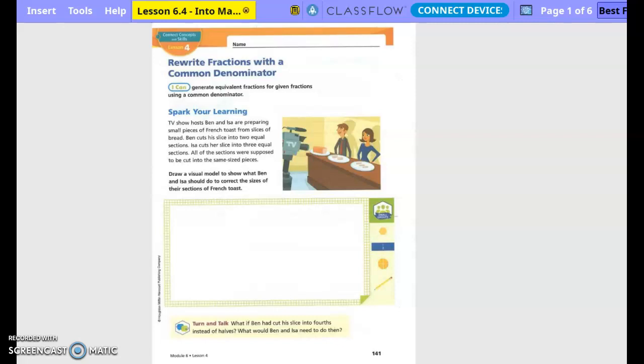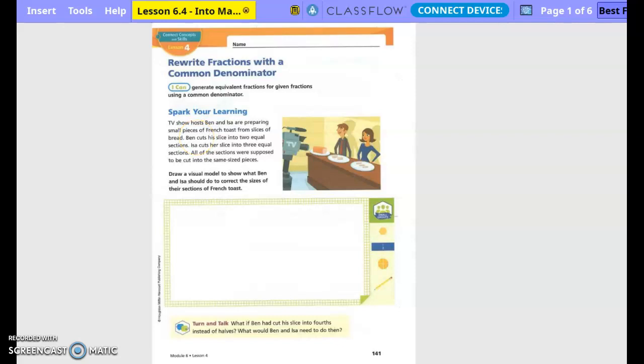Spark your learning. TV show host Ben and Isa are preparing small pieces of French toast from slices of bread. Ben cuts his slice into 2 equal sections. Isa cuts her slice into 3 equal sections. All the sections were supposed to be cut into same-sized pieces. Draw a visual model to show what Ben and Isa should do to correct the sizes of their sections of French toast. Okay, so Ben did 2 equal slices, right?